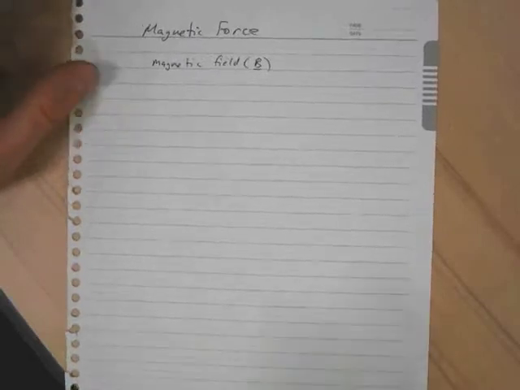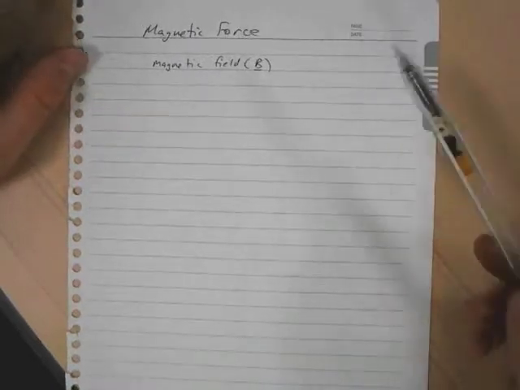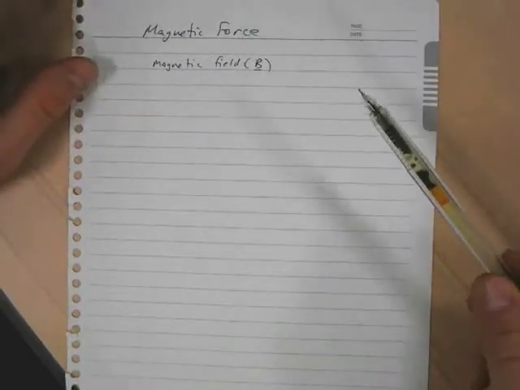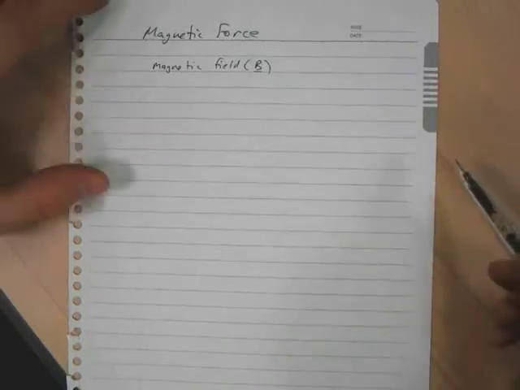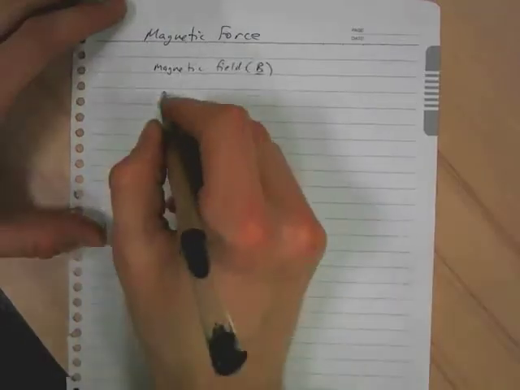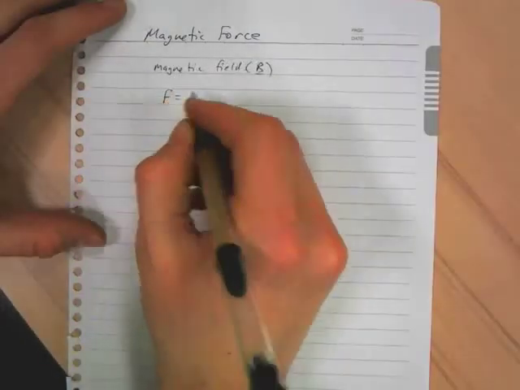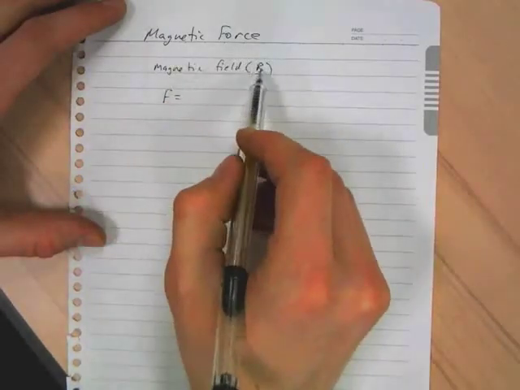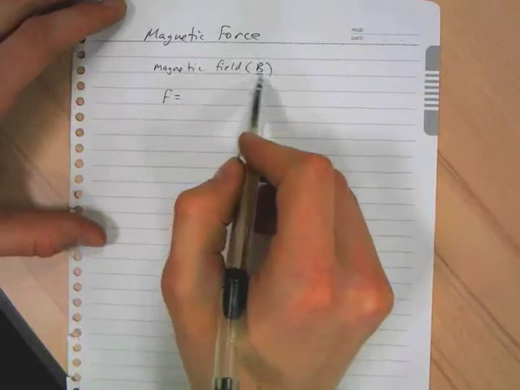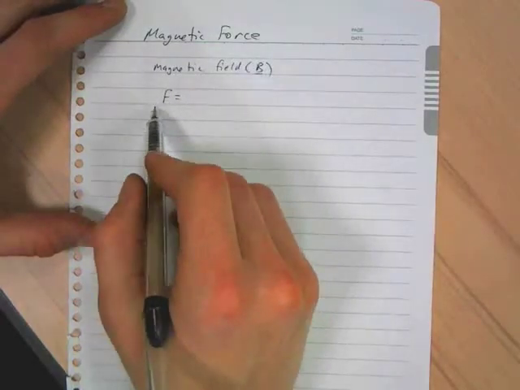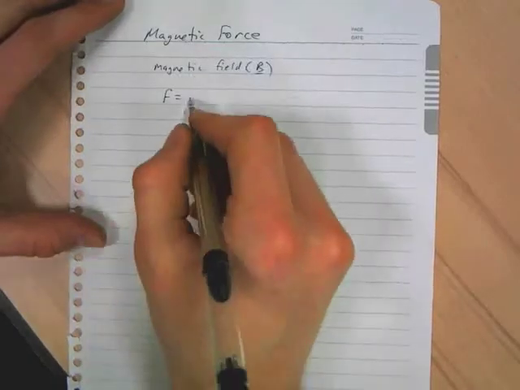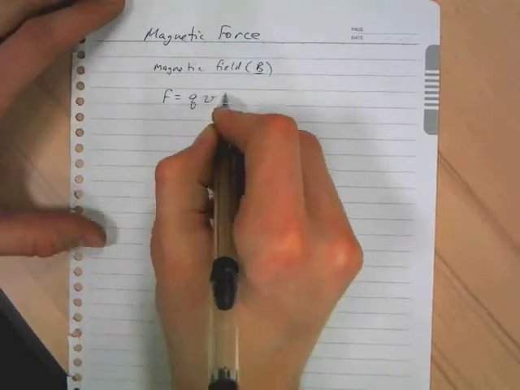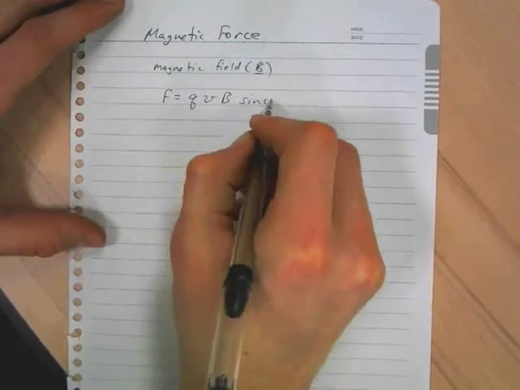Magnetic fields also cause a force on charged particles, as electric fields did, although the way that works out is fairly different. The magnetic field is represented by the variable B. It is a vector, it has a magnitude and a direction, but just the magnitude of the magnetic force is given by qvB sine theta.